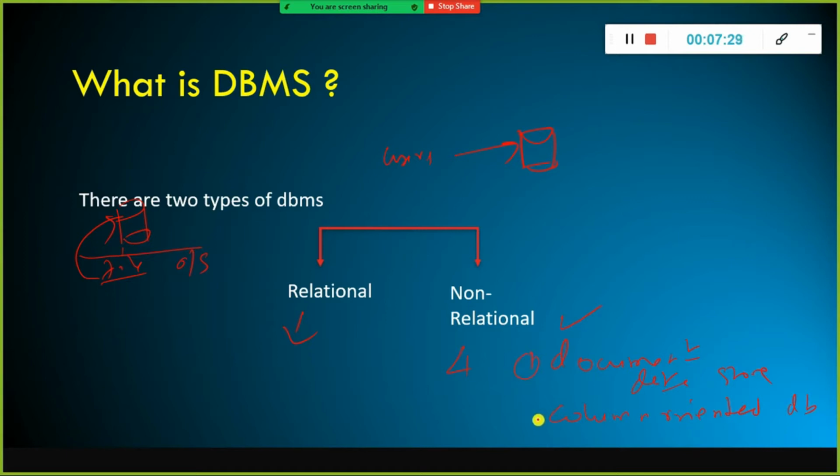Document data store, column oriented store database, and then you have key value store, and the fourth one is graph database. These are the four different non-relational databases available. The example for document data store is MongoDB. Most of you are already familiar with MongoDB. MongoDB is one of the document data stores.